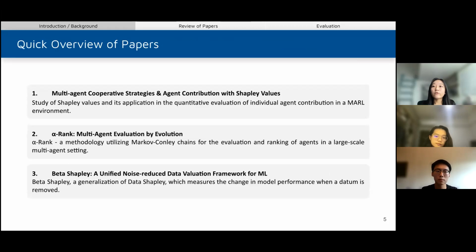I'll first give a brief overview of the three papers. Each paper introduces a game theory solution concept to explain the rationale behind decisions taken by models and propose how we may quantify and evaluate agent contribution. The first paper studies Shapley values in quantitatively evaluating agent contribution. The second is on alpha rank using Markov-Conley chains, and the third, beta Shapley, measures the change in model performance when the datum is removed.